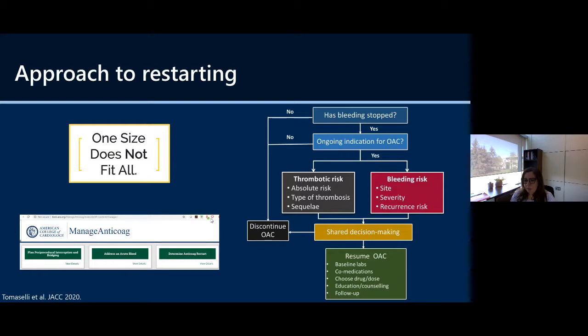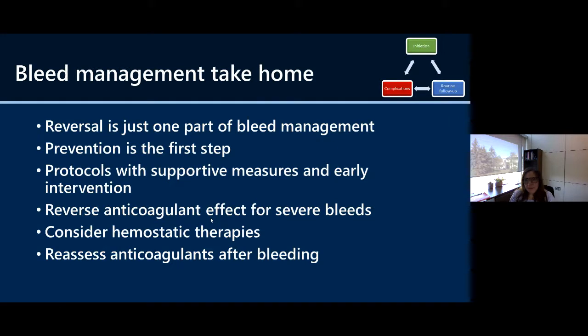So, who's going to be following these patients and what are we going to be following them for? This is the last slide, and I think we have some time for questions. So I'll just leave these up.